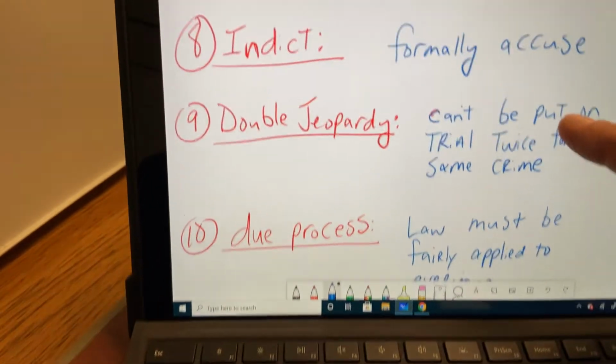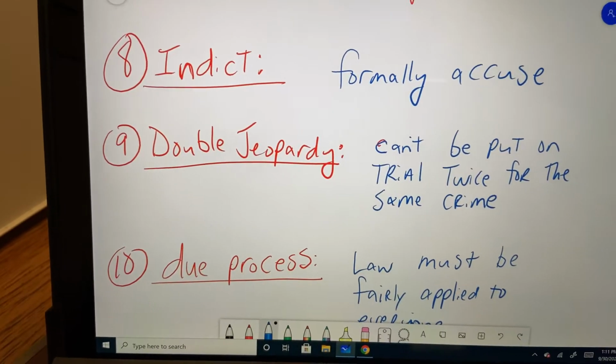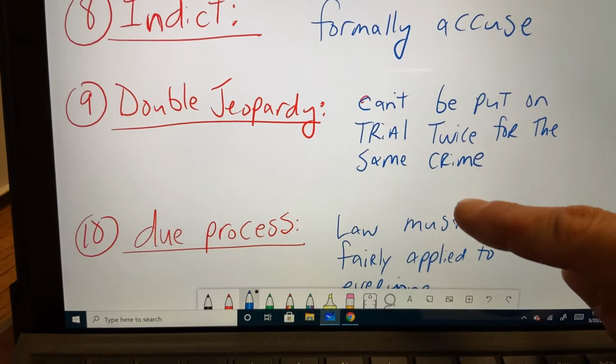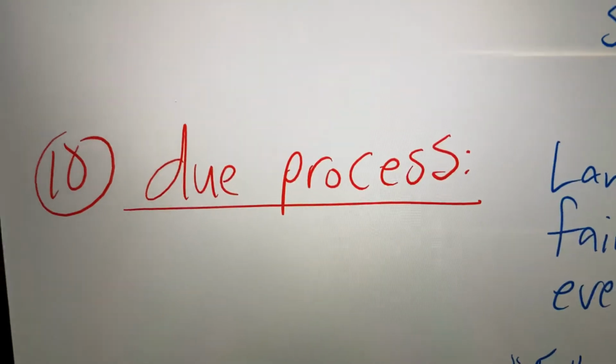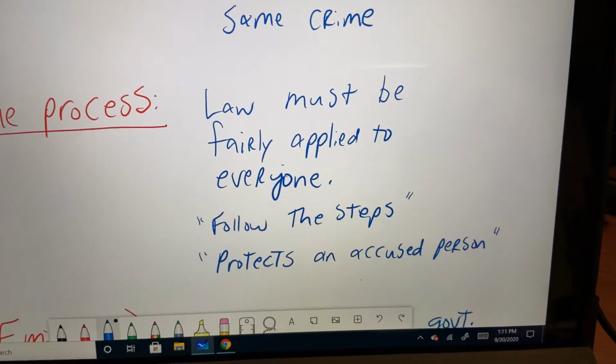Another part of Amendment 5 was double jeopardy. You know this. You can't be put on trial twice for the same crime. And then, of course, another part of Amendment 5 is due process. The law must be fairly applied to everybody. You must follow the steps. I will go through the same due process if I'm ever accused of a crime that Peyton Sheaves will go through. The due process is applied to everyone fairly. Follow the steps. And like I like to say in the last video, follow the yellow brick road.